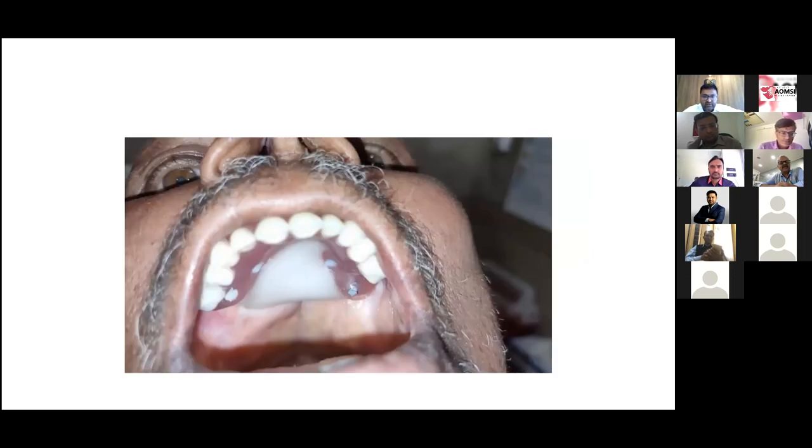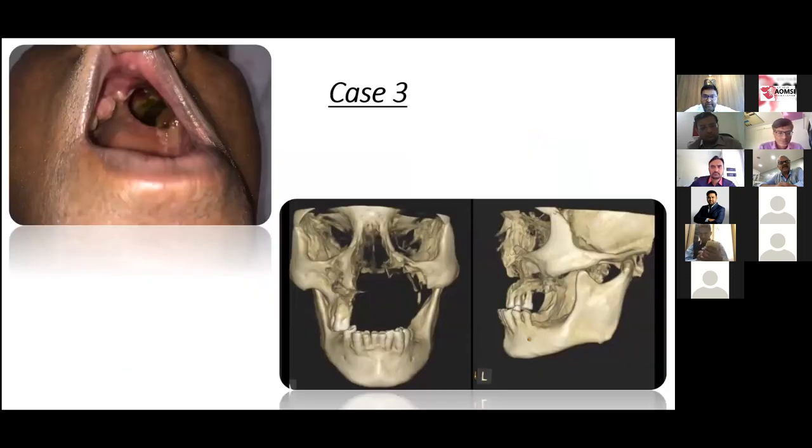This is the post-op picture of the prosthesis. Now, that was a small defect which we have been able to manage with the prosthesis. That's fine, it is working nicely. But when you have a good big defect like this, right?